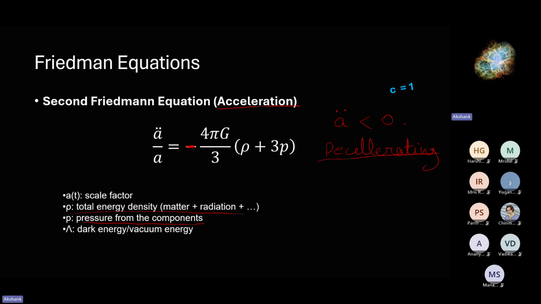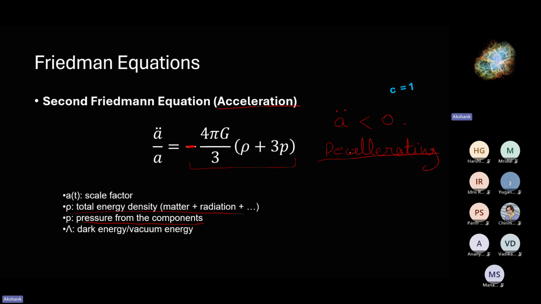So this would mean that the universe's expansion is decelerating. Why? Because this equation has a negative term. Because energy density cannot be negative, the pressure cannot be negative. This right-hand side is negative. So it would seem so.